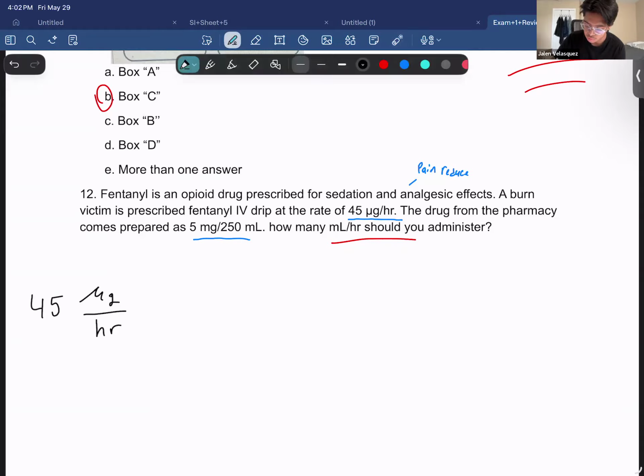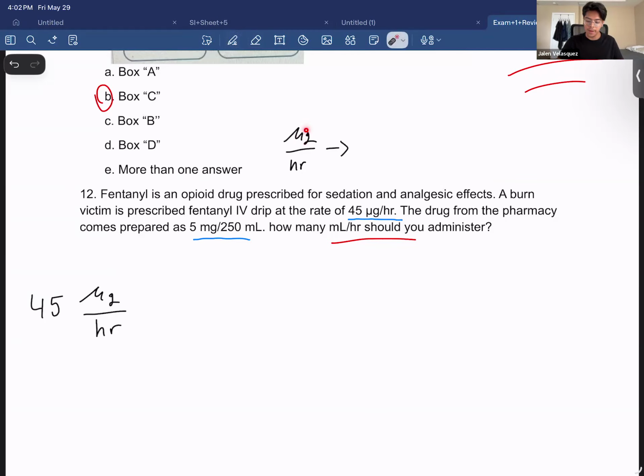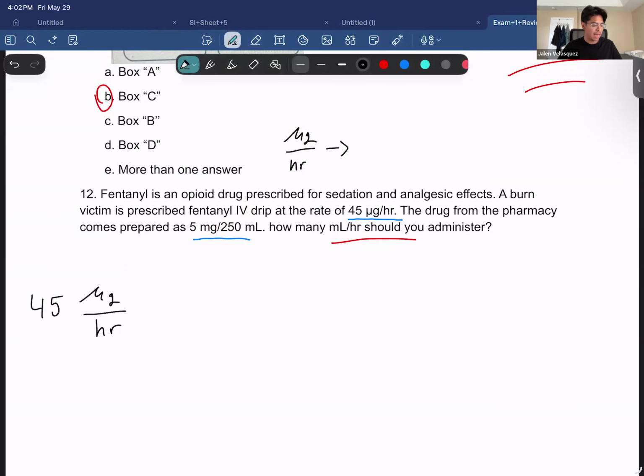Let me draw you like a little roadmap here. So essentially we're starting with microgram per hour. What is another unit of mass that we have? It's the milligram here, right? So we're going to have to go from micrograms to grams to milligrams, and then from there we can go to milliliters.